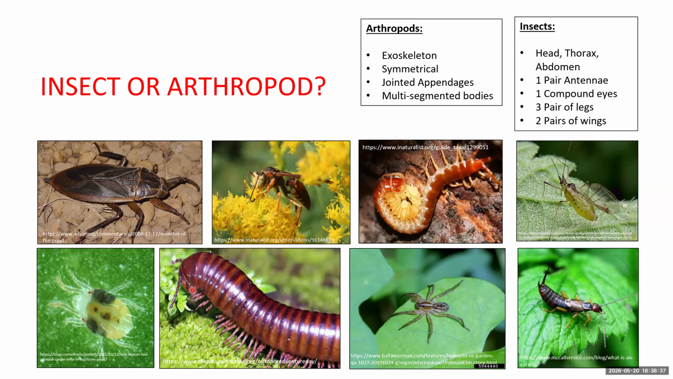Arthropod. So this is a millipede. You see it is really displaying those multiple repeating segments. They have a pair of antennae, but already the legs kind of give it away.